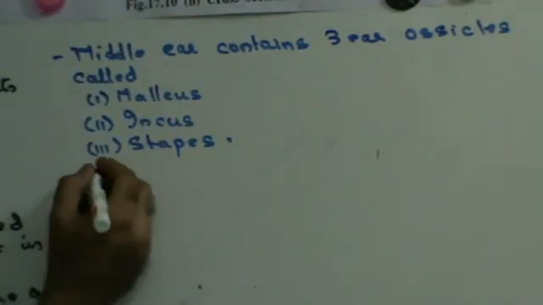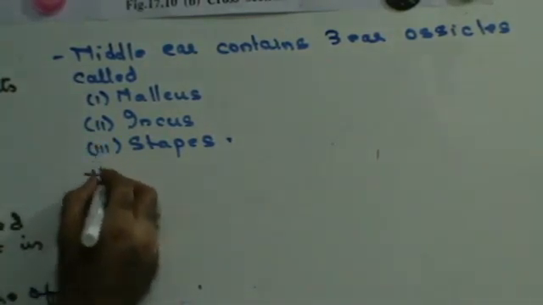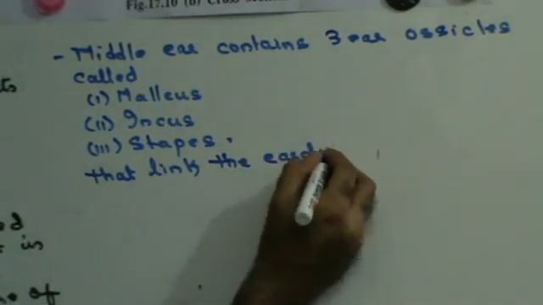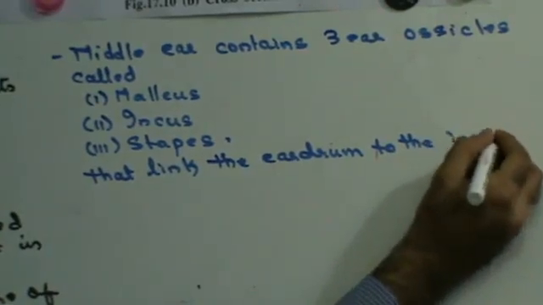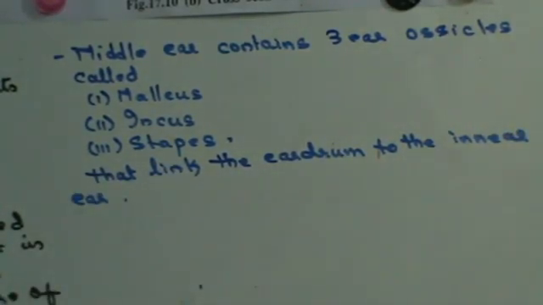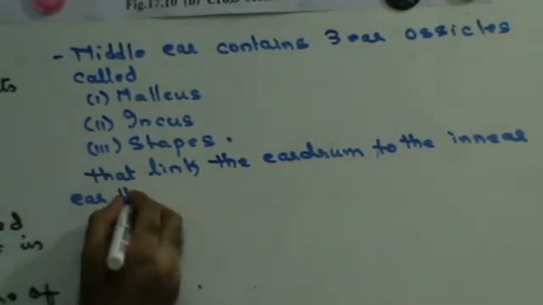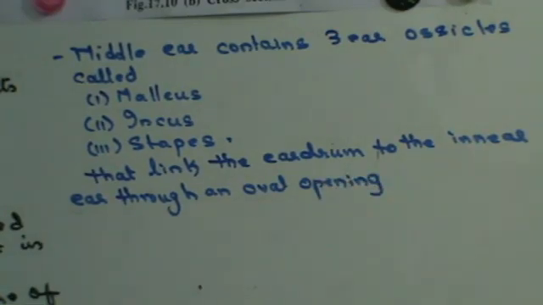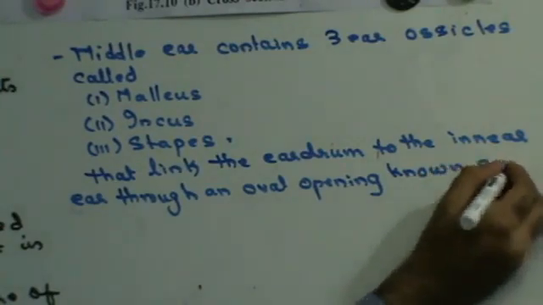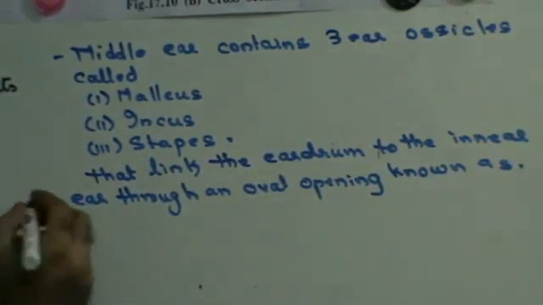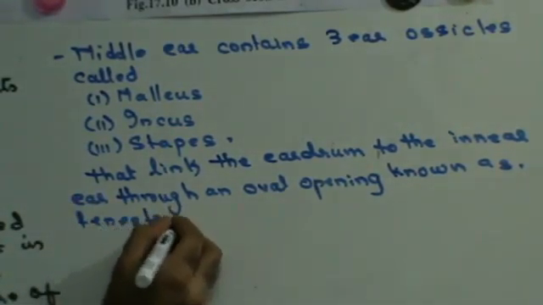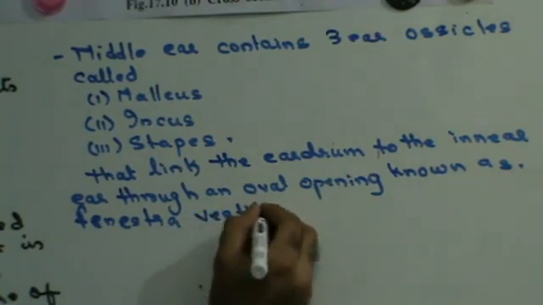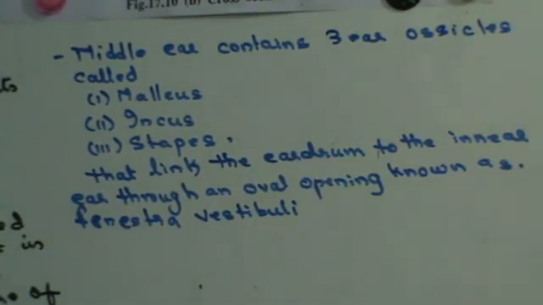So the middle ear contains these 3 ear ossicles that link the eardrum to the inner ear through an oval opening known as the fenestra vestibule.